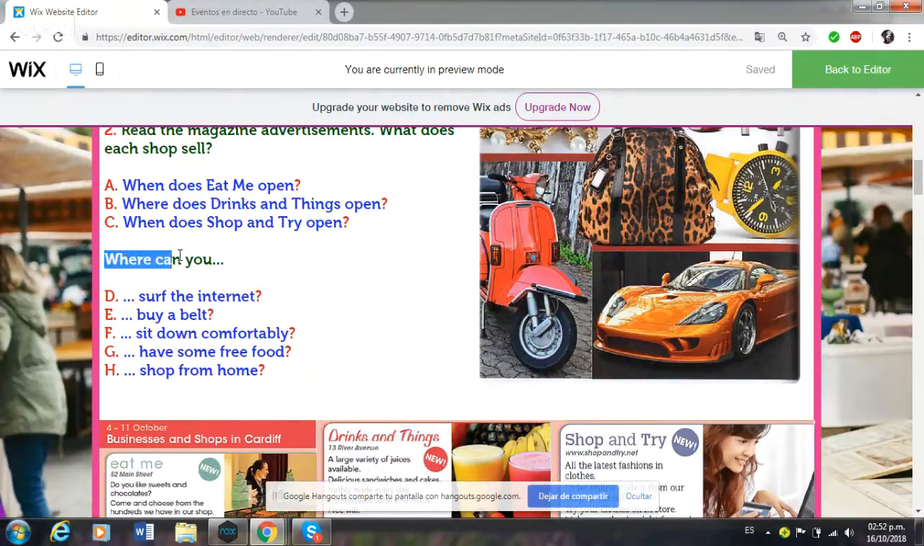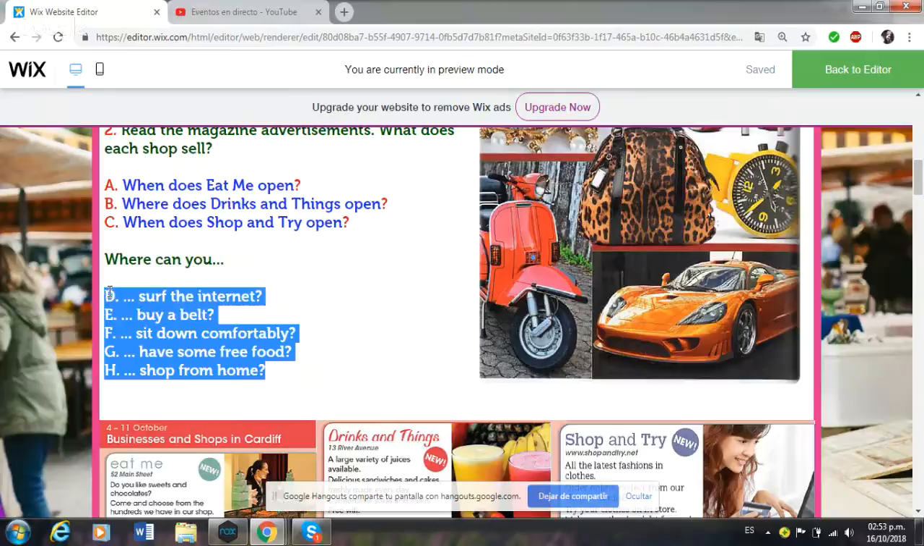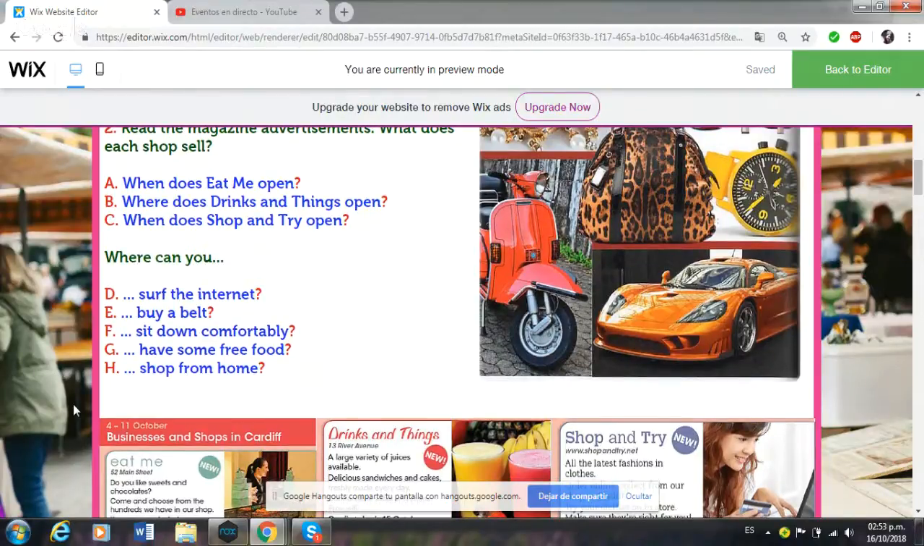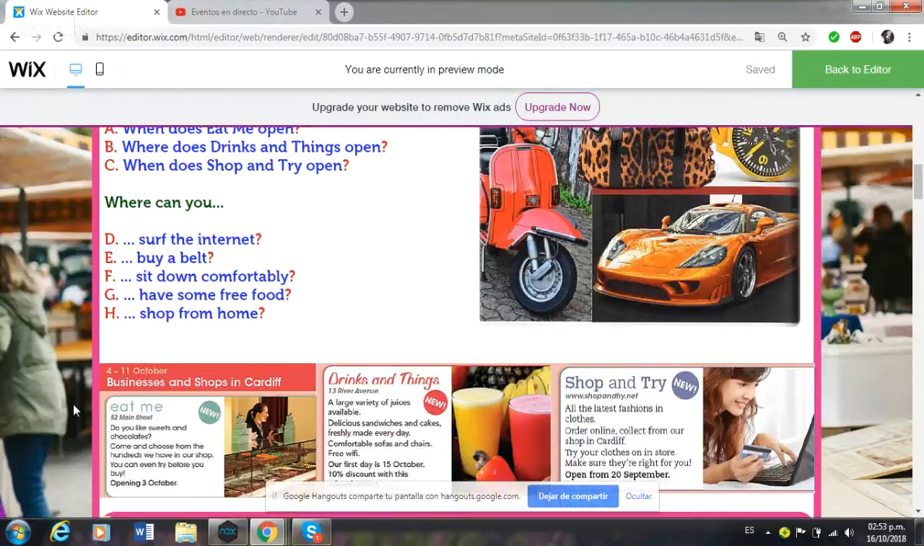Where can you... this phrase is located at the beginning of all these questions, no? It is the same for all questions, okay? Where can you surf the internet? Where can you buy a belt? Where can you sit down comfortably? Where can you have some free food? And where can you shop from home? Okay, got it? Then this is the second exercise that you need to develop, about these three advertisements.